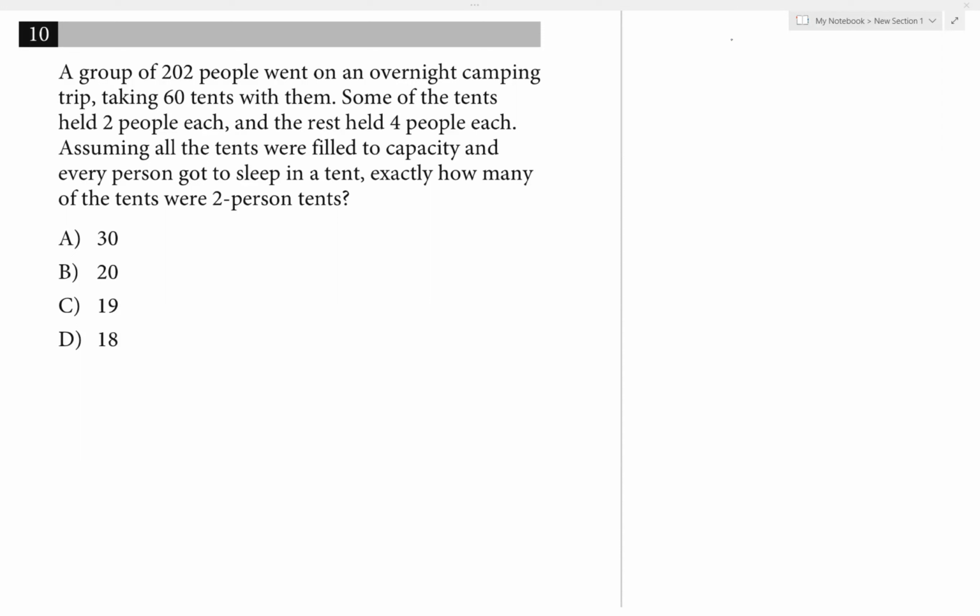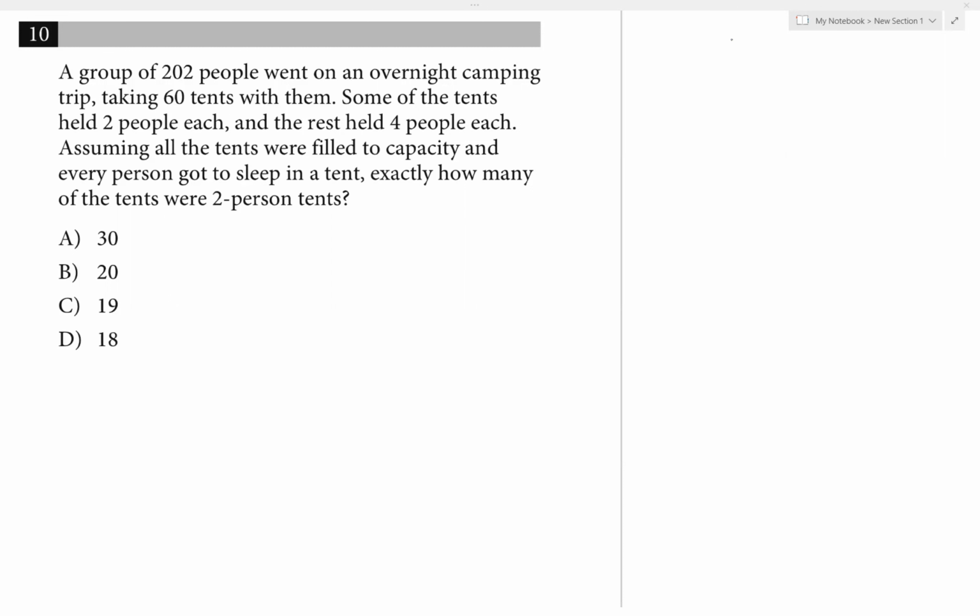Okay, so we have some tents that hold 2 people and some tents that hold 4 people, and we don't know how many of each we have. So we have 2 unknowns here. We don't know how many 2-person tents and how many 4-person tents we have, so 2 variables. So this will be a system of equations. With 2 unknowns, we need 2 equations to solve.